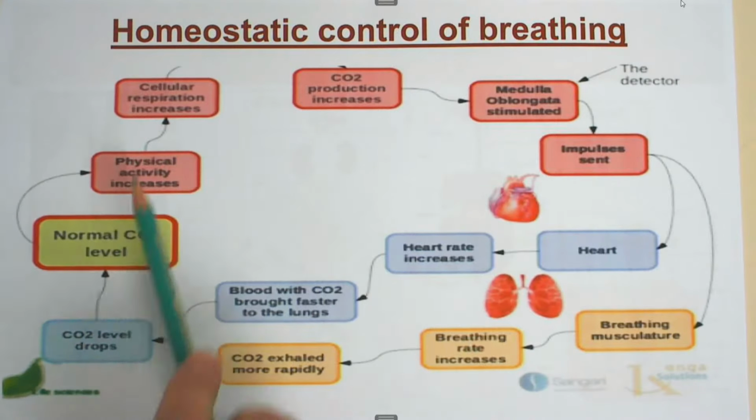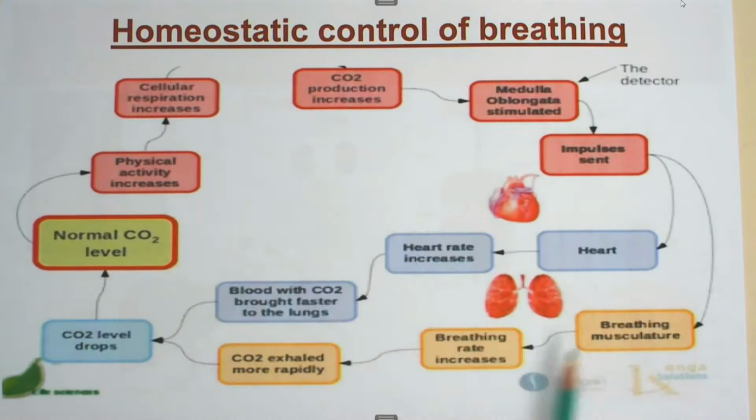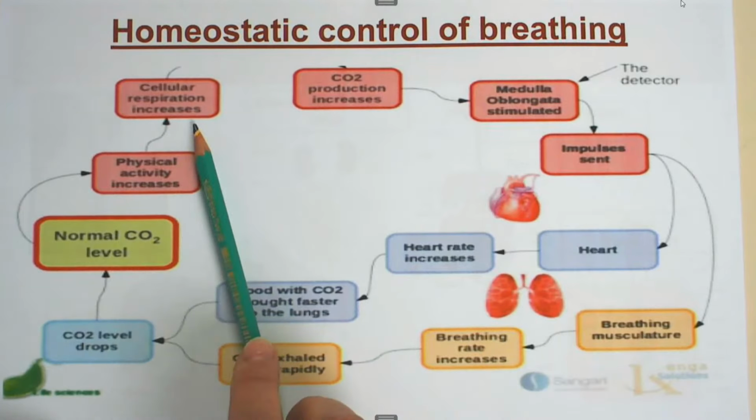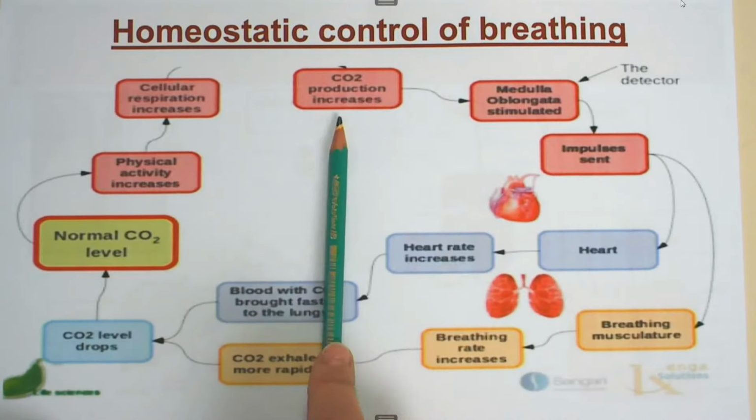So this is called the homeostatic control of breathing, to keep the CO2 levels in your body normal, because CO2 can be toxic when it accumulates. So what happens? Here's the scenario. Physical activity increases. When you exercise, you have to breathe more because you think you get tired, but your body needs more oxygen to make more energy. Cellular respiration increases. The moment I have more cellular respiration, because CO2 is a product, I have more CO2. So CO2 is produced, it's increasing.